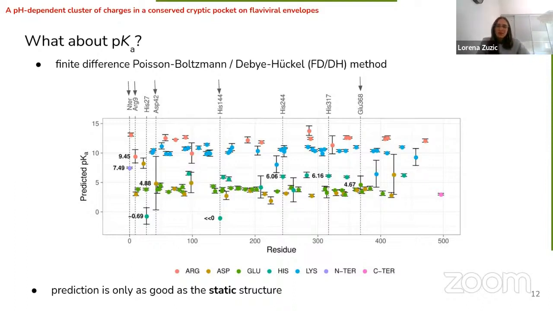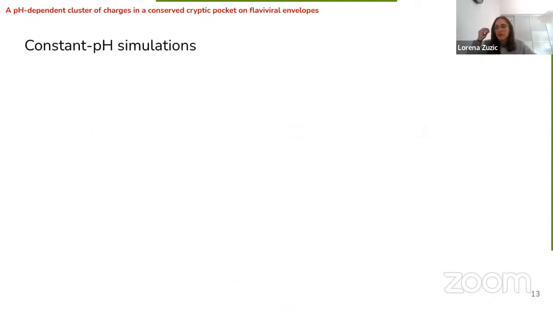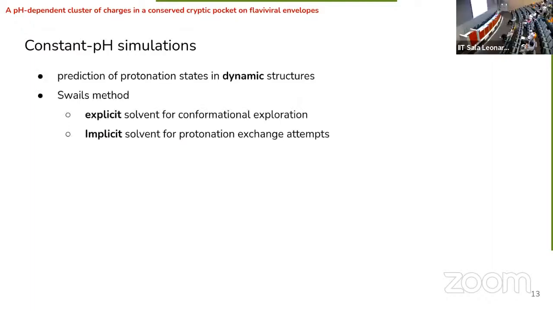Another point is, because you have these buried residues, these pKa prediction methods also become very dependent on the local environment and the conformation of the protein. So using the static method only seemed to be a bit of a wrong approach. As a lot of people here would probably do the same, we went in the direction of constant pH simulations, because this allows for assessment of protonation states in dynamic structures, basically relating the protonation and the conformation at the same time.